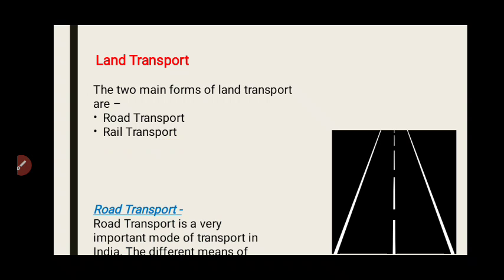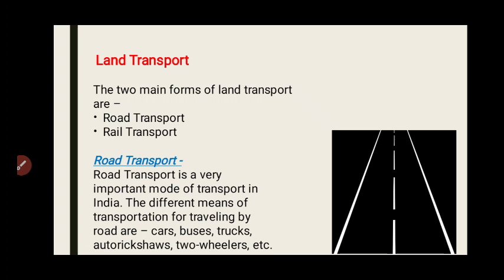First we will see road transport. It is a very important mode of transport in India. Yes or no? Because as you are going anywhere, suppose you are going to school or market, how are you going? By road only. So road is the most important mode of transport in India. The different means of transportation for traveling by road are cars, buses, trucks, auto rickshaws, two-wheelers, etc.